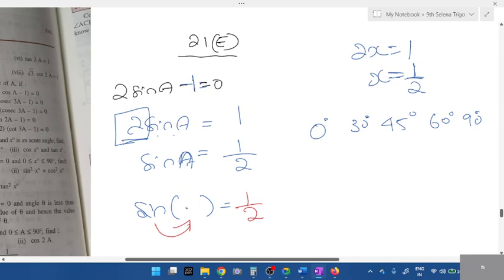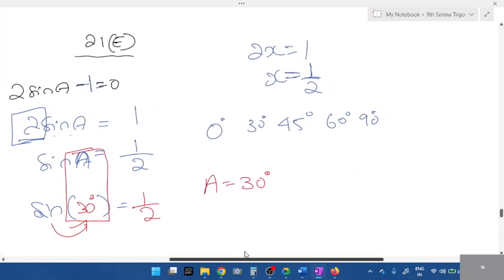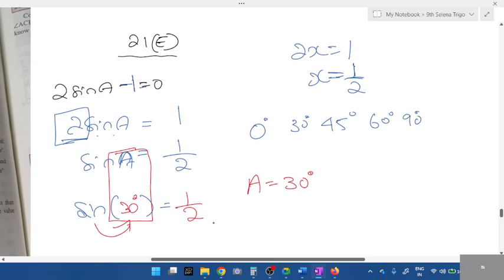Very good. Sin 30 gives 1 by 2. Compare these two. What is the value of angle A? 30. Which option? First option. Is this clear? Understood how to solve? So have the table with you, students. If you don't have, write it. I told you how to write. Complete the first question. We'll try the next.